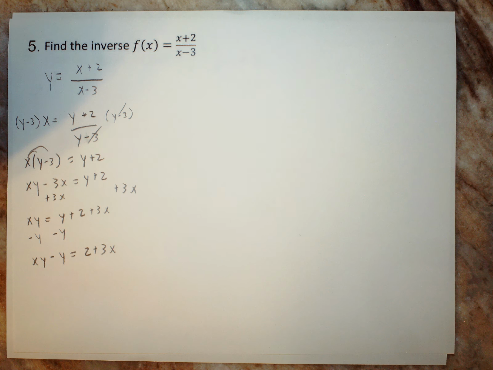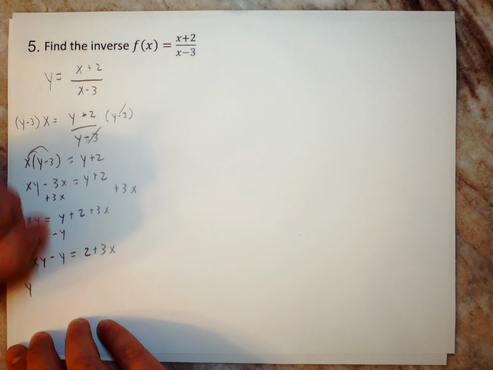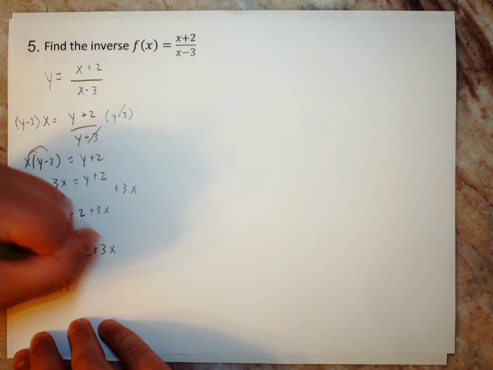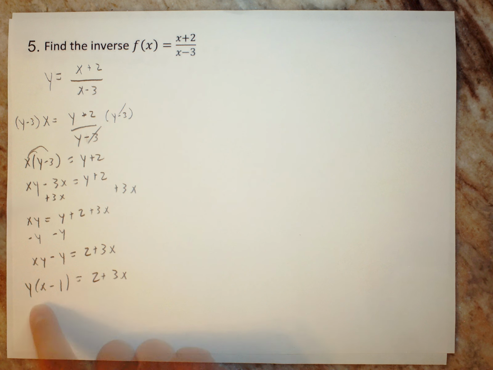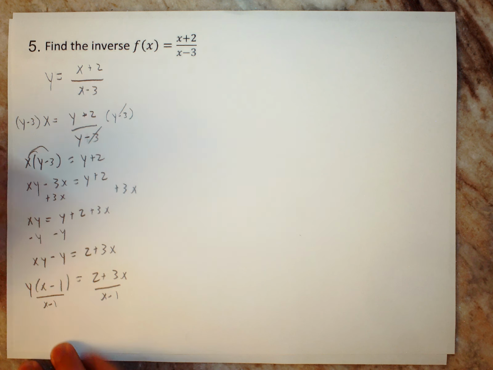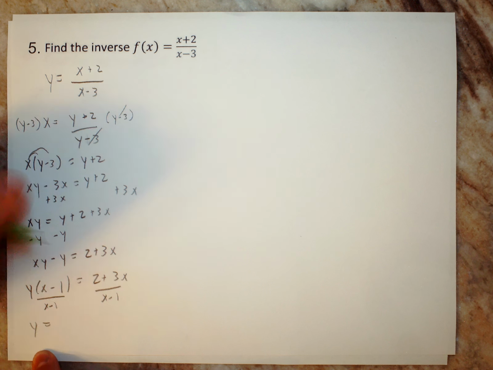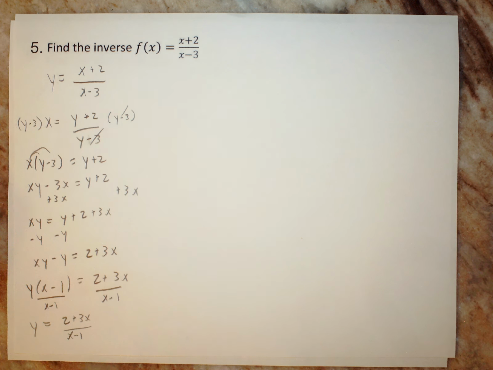Now, I'm simply just going to factor out a y to get one single y. Because remember, I want y equals. So I'm going to factor out a y. When you factor a y out of xy, you get x. And when you factor a y out of y, you get 1. Now we have one single y. So we're just going to divide by x minus 1. So here at the bottom, y equals 2 plus 3x over x minus 1.